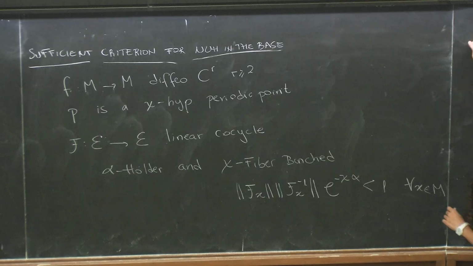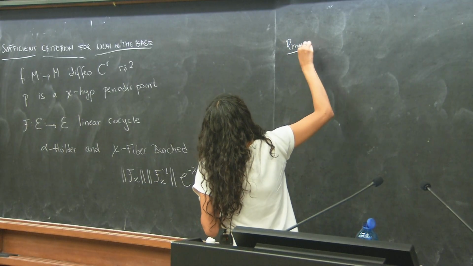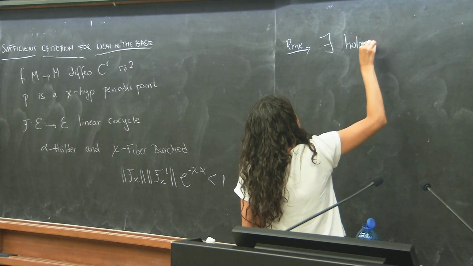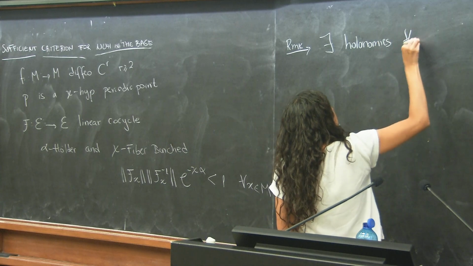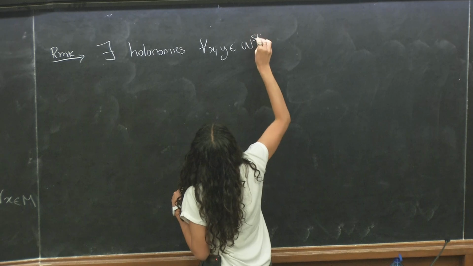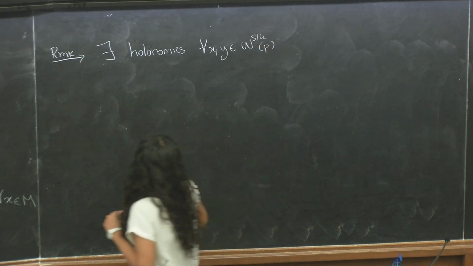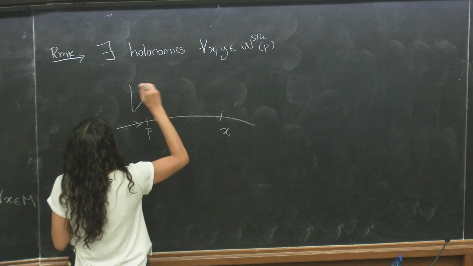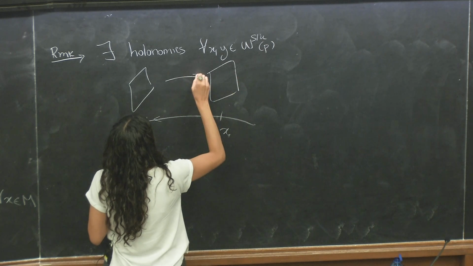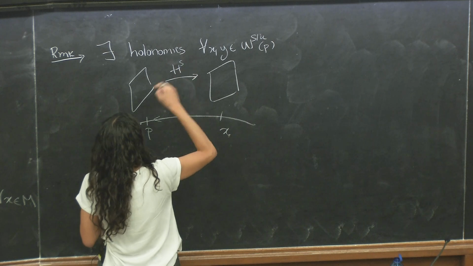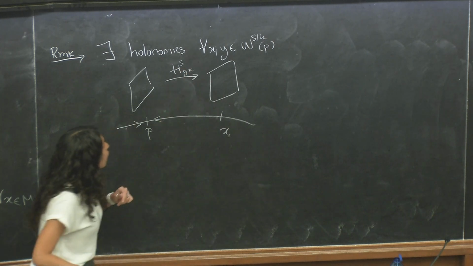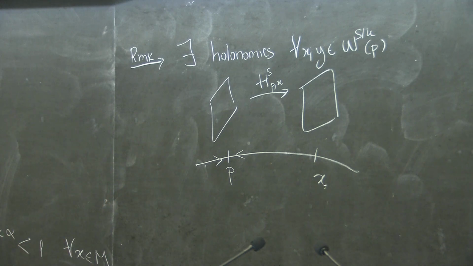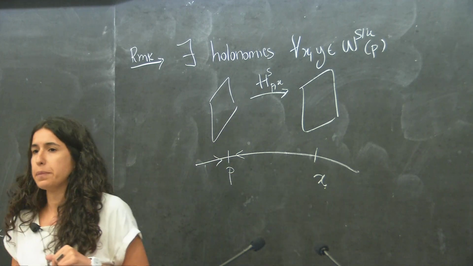And it is classical that in this setting, there are going to exist holonomies for every point in the stable or unstable manifold of the point p. So if I have the stable manifold of p, I have the fiber here, and I have a well-defined holonomy that takes this fiber to this fiber. This is true for the unstable also, and for every point in the stable and unstable manifold of p, okay?